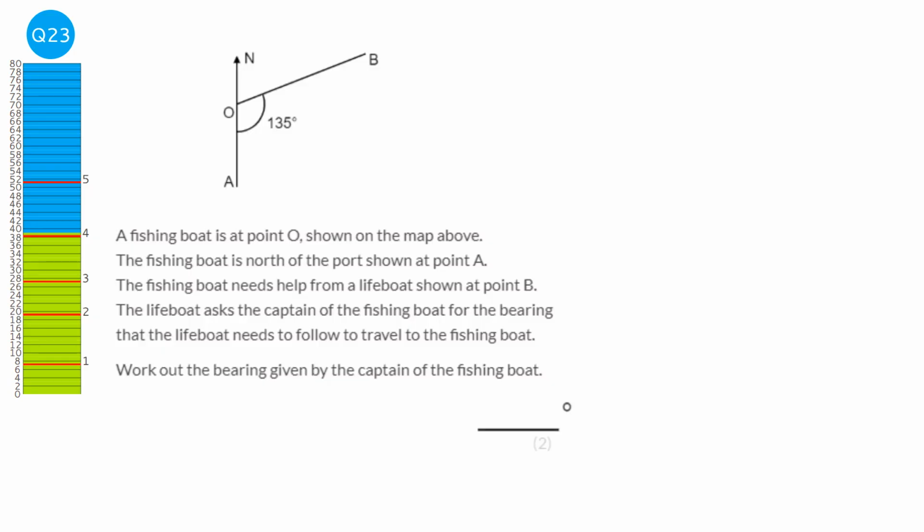So the lifeboat is at B, so I'm going to draw a north line here. And to find a bearing, you start from the north line and you keep going clockwise. So we're going to look for this angle here. Now, this angle, which is given to us in the question, and this angle here, which I'm just going to call x, are going to be equal. So x is going to equal 135 degrees.